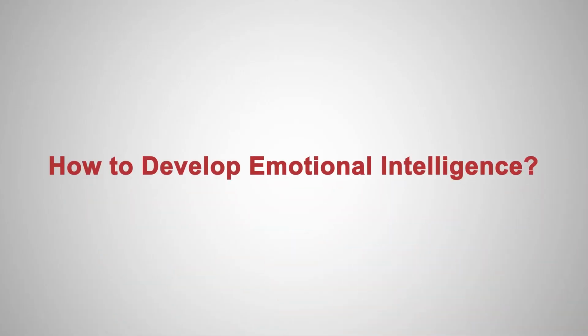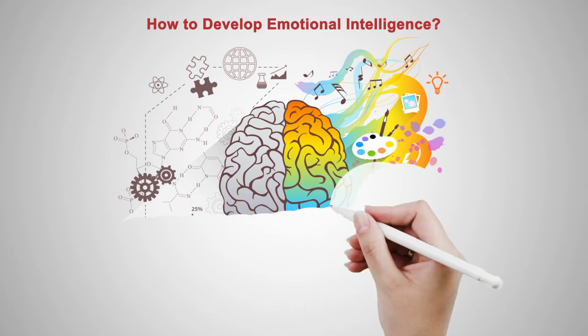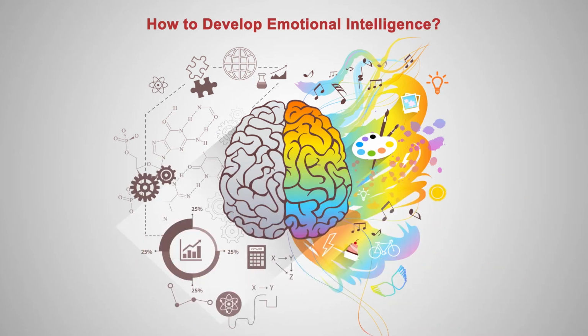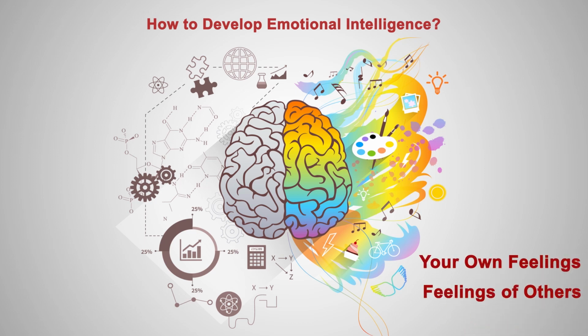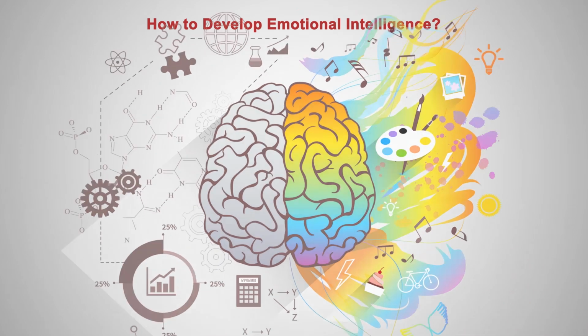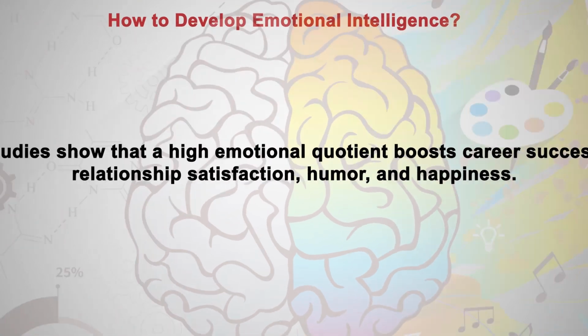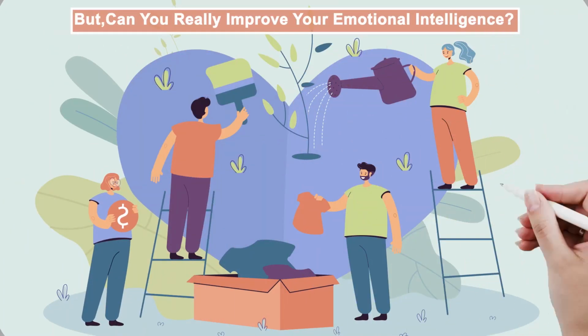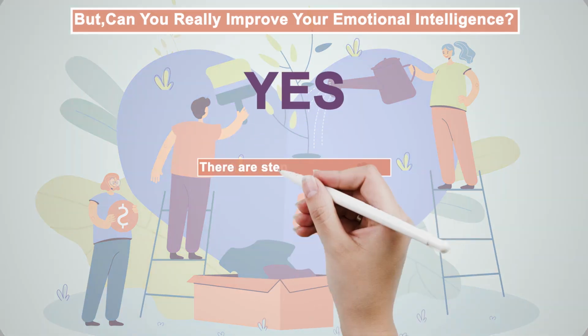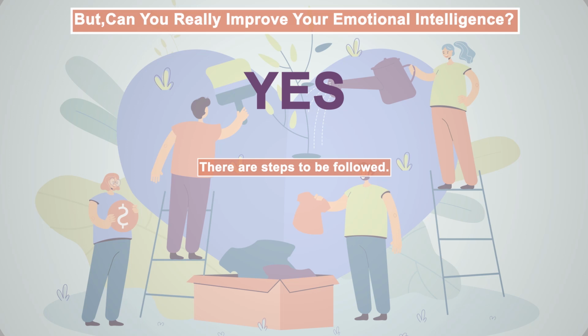How to develop emotional intelligence. Emotional intelligence, also known as emotional leadership or emotional quotient, is the ability of individuals to understand their own feelings and the feelings of others and use this information to guide their behaviors. Studies show that a high emotional quotient boosts career success, relationship satisfaction, humor, and happiness. But, can you really improve your emotional intelligence? The answer is yes. There are steps to be followed.